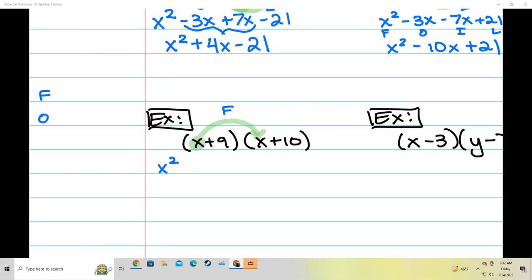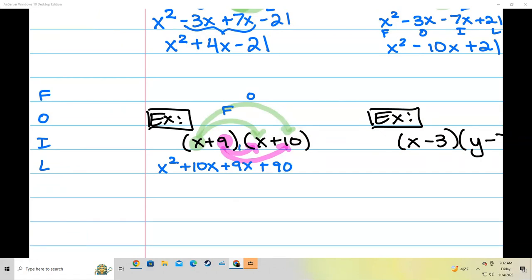Now I'm going to multiply the ones on the outside. The outside ones, that would be the x and the 10. X times 10 gives me 10x. I'm done with my outside ones. Now I'm going to multiply the ones on the inside. The inside ones are the ones that are stuck in the middle. That would be the 9 and the x. That gives me 9x. And then I just got to multiply the last ones from each parentheses. That would be the 9 and the 10. Those are the last two on each parentheses. And 9 times 10 gives me 90.